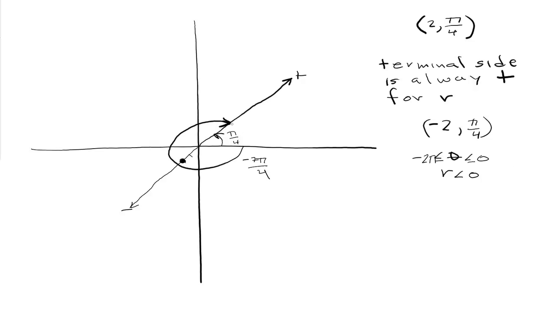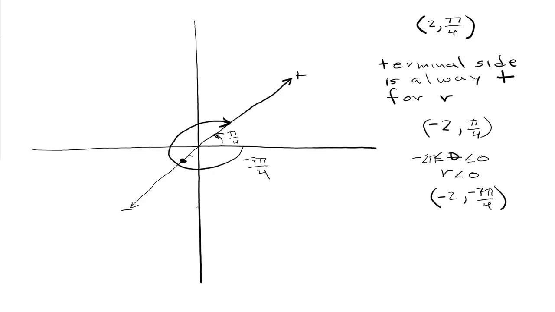So that still lands me here. This is still my positive r axis, so negative 2 is back here. So I have another representation for this point, negative 2, negative 7 pi over 4. So I've already got two representations of the exact same location. There are more.